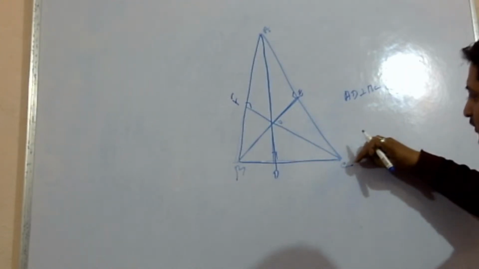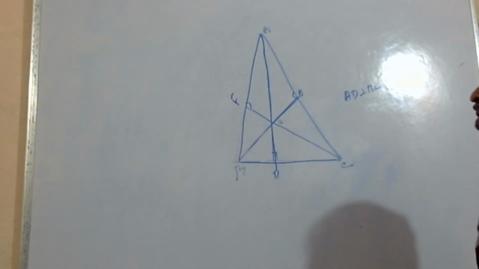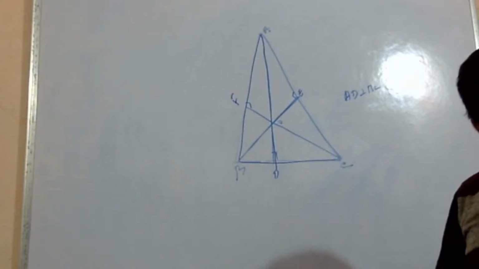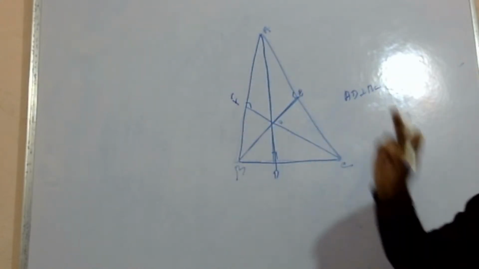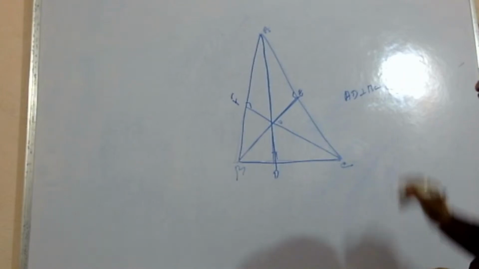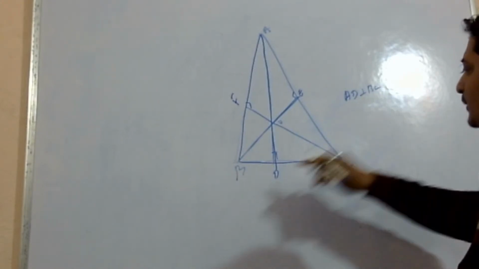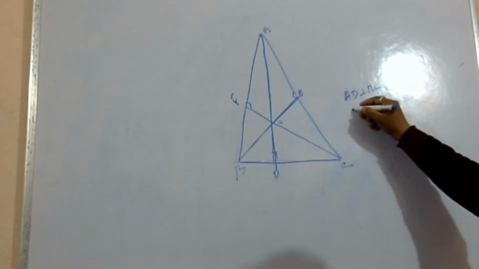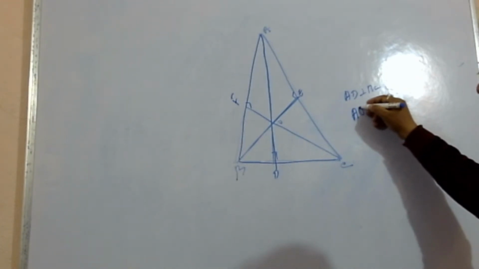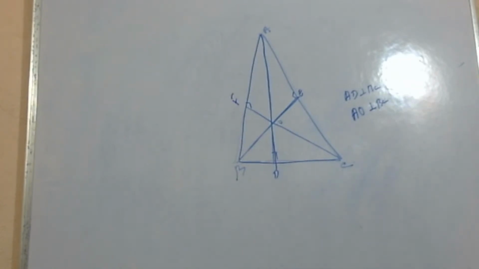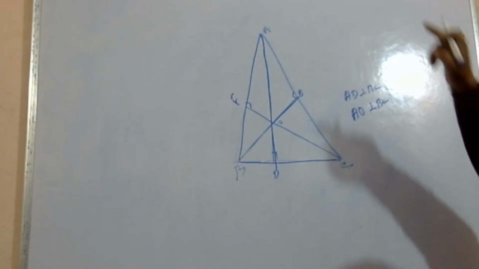Now we have to prove that CF is passing through the point O, or which is perpendicular to FB. This is what we have to prove. Now here you see AD is perpendicular to BC. If AD is perpendicular to BC, AO is also perpendicular to BC because O is a point on AD.